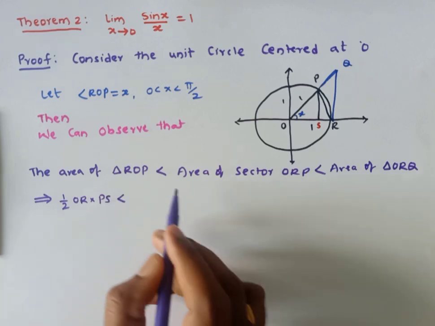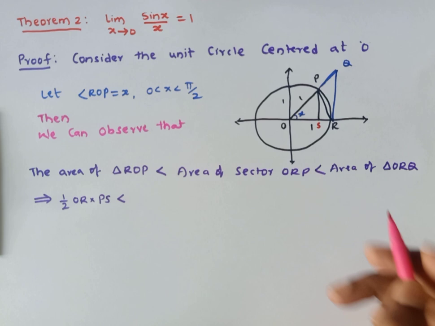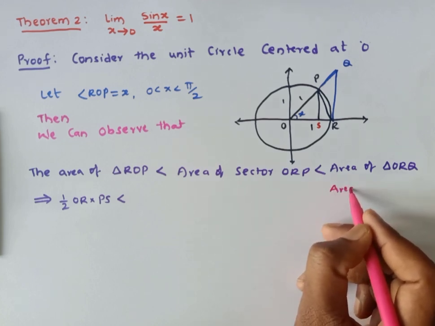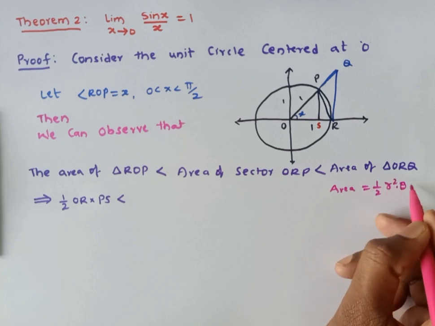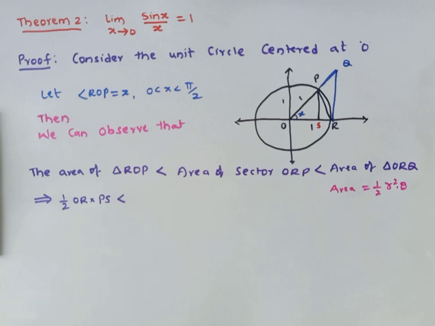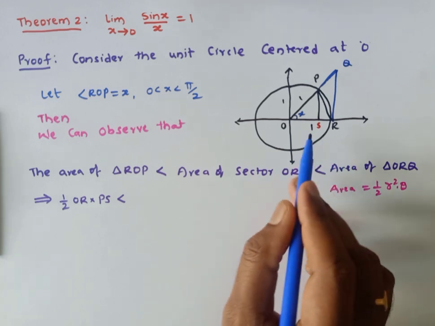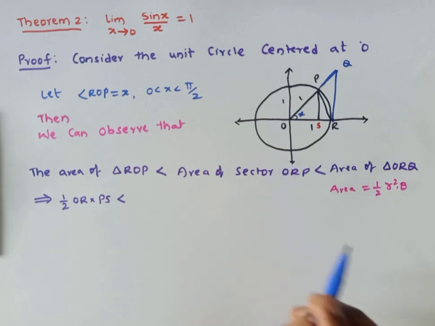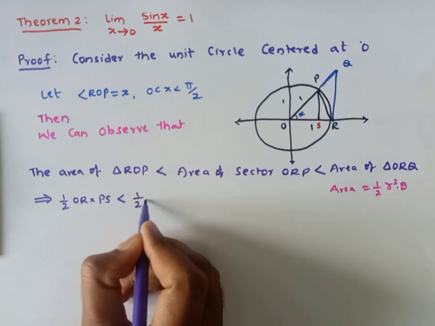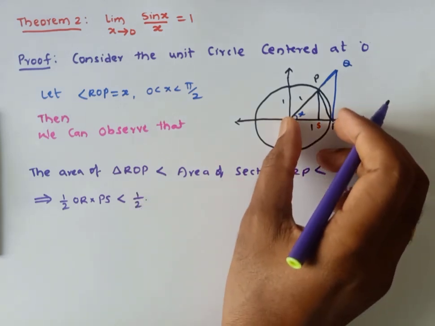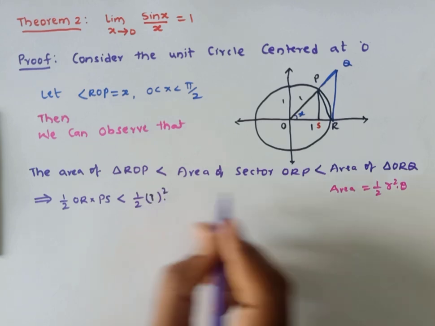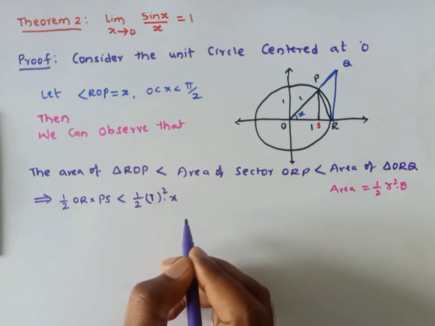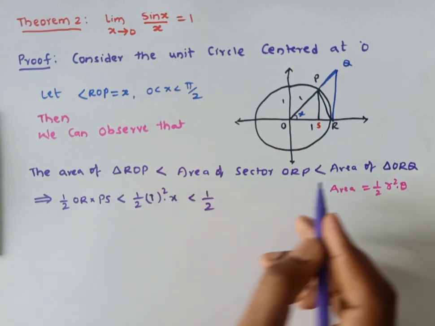Now, this is less than the area of the sector. So you know the area of the sector is equal to 1 by 2 into R square theta. R means the radius, and theta is the angle that the lines make at the center. So the area of the sector is 1 by 2 R square theta. R is nothing but the radius of the circle, that is 1 unit. So 1 square into theta means x only, which is less than the area of the triangle, right?